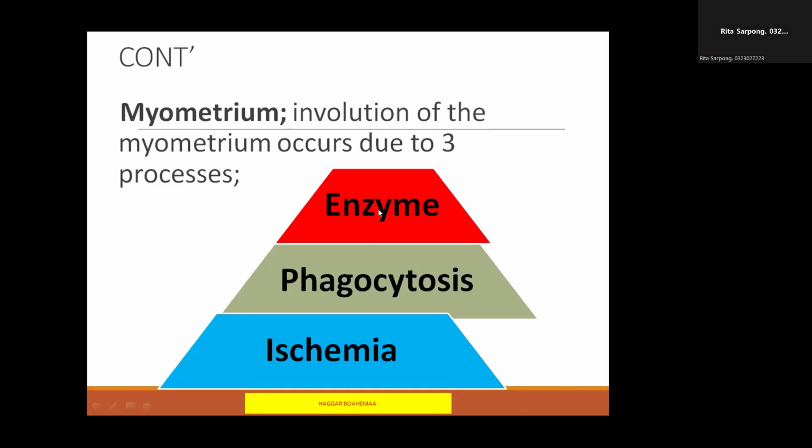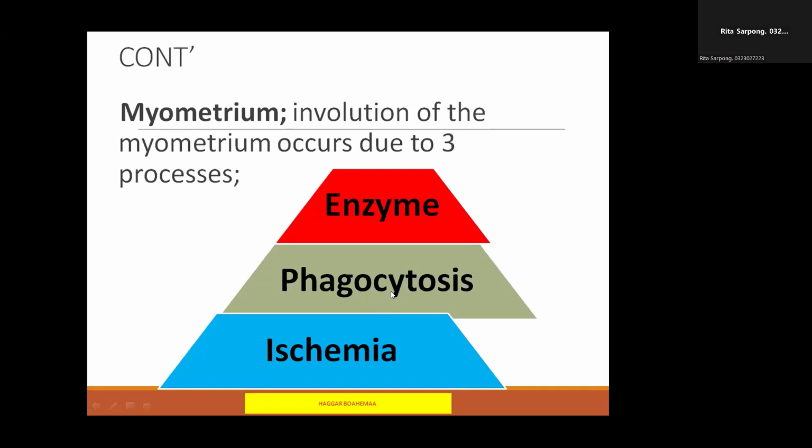Then it is followed by the enzyme that will be released, the proteolytic enzyme that will be released to digest the extra muscle fibers. They come and eat it, and as they digest them, the phagocytosis will also come in. Then they break it down, and the mother may end up passing urine with a lot of frequency within the first 48 hours, which we normally call the physiological diuresis.